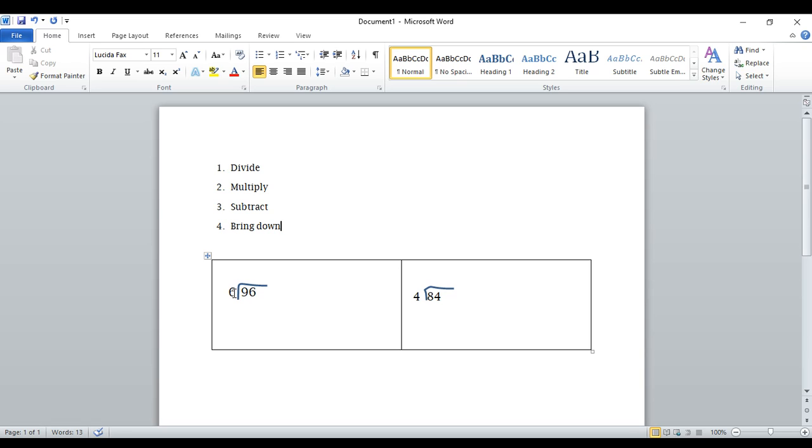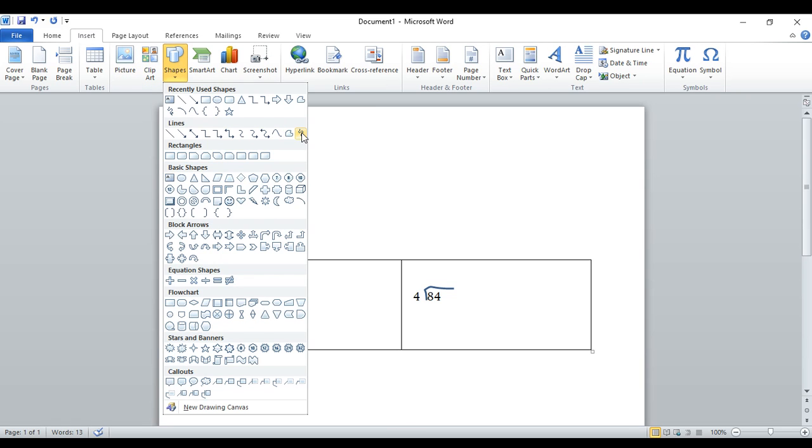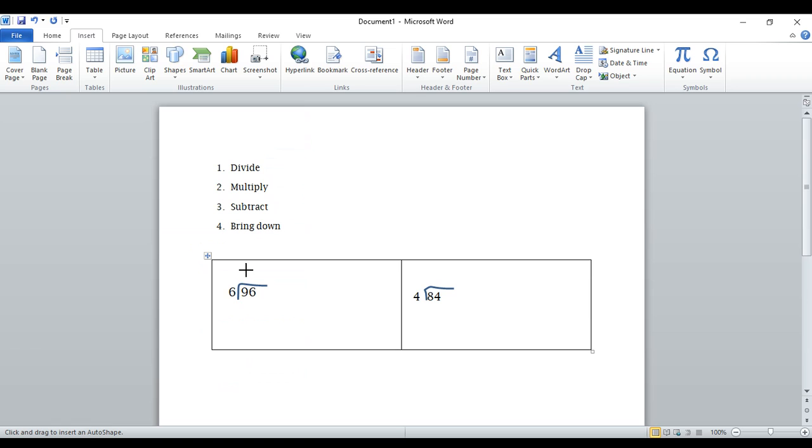So the very first thing we do is divide. So we say how many groups of 6 will go into 9. And I hope that you have said 1. One group will go in there. So we're going to write a 1 up here.